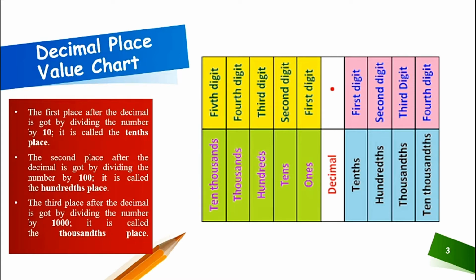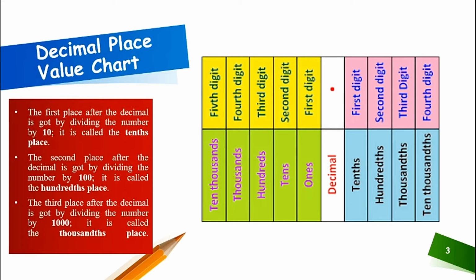This is our decimal place value chart. On your right side, you will see the word decimal and the decimal point. The places before the decimal point are ones, tens, hundreds, thousands, ten thousands. And the places after the decimal point, going right, are tenths, hundredths, thousandths, ten thousandths. Be mindful of the spelling.